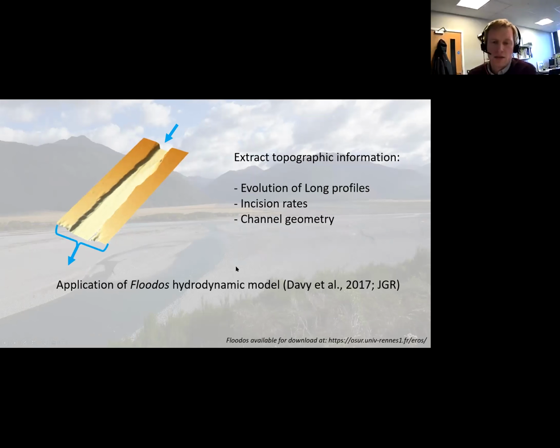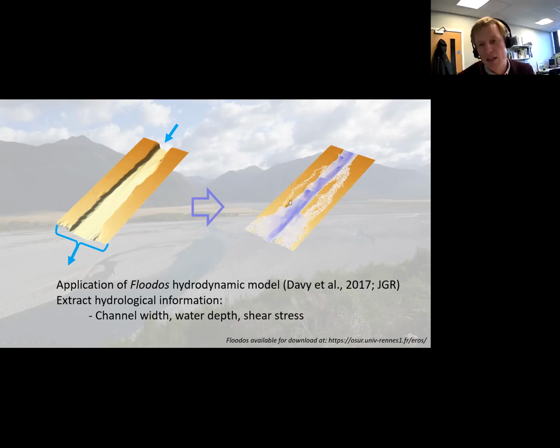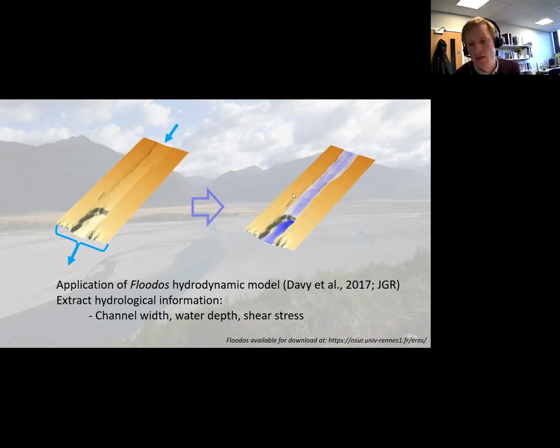We then couple that topographic data with a numerical model developed by Philippe Davy. Essentially, we give that model the DEM. We tell it where the input of the water is. We tell it where the output of the water is, and then the model basically flows water over the surface after calibrating things like the friction coefficient. And then that gives us high resolution hydrological information during the course of the experiment.